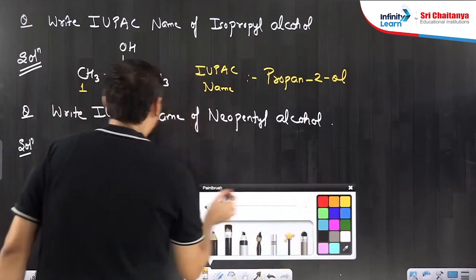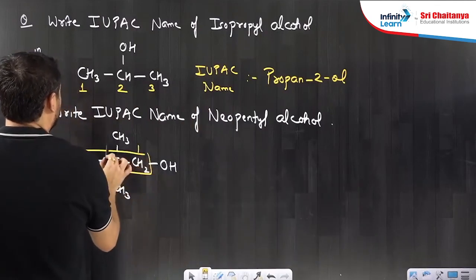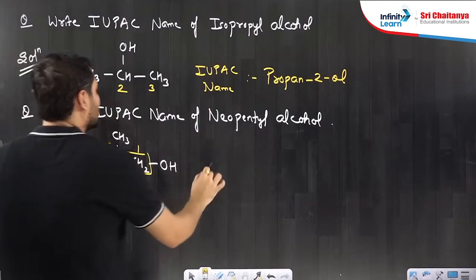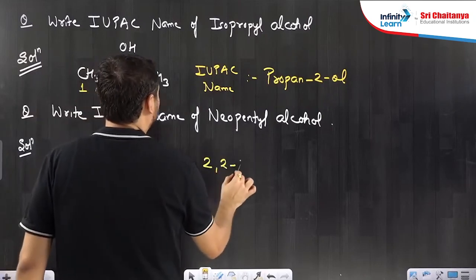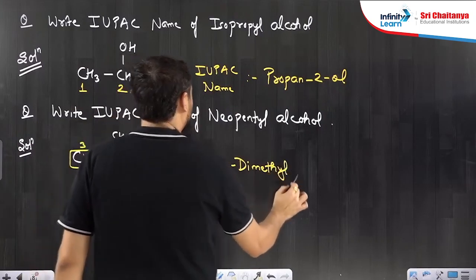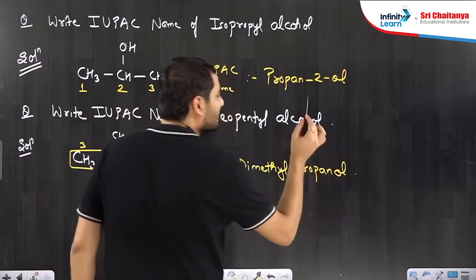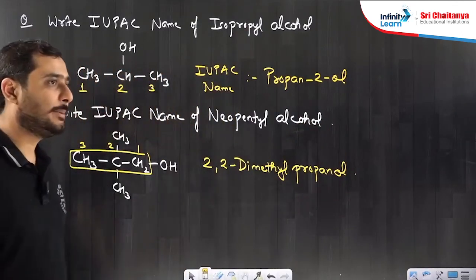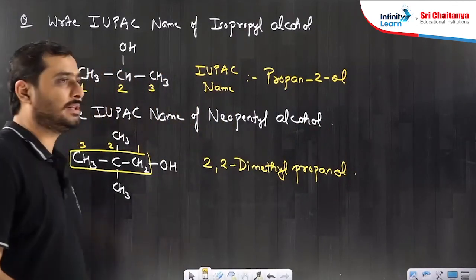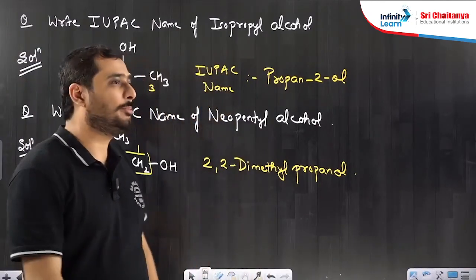Then how to write the IUPAC name? Select the parent chain. So this is 1, 2 and 3. So the IUPAC name is 2,2-dimethyl. For 3 carbon atoms, propane, and for alcohol it is ol. So what is the name here? 2,2-dimethylpropanol. So this is for today's class, all the common names.